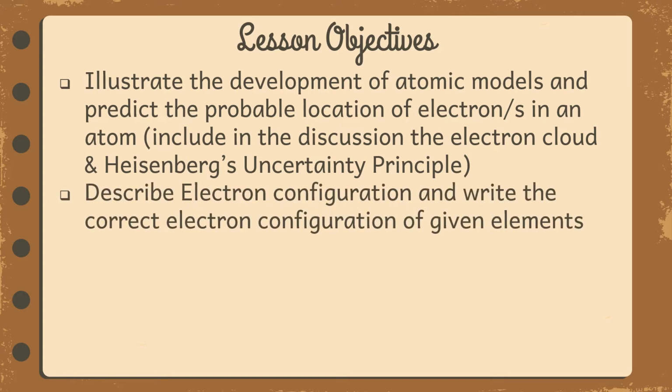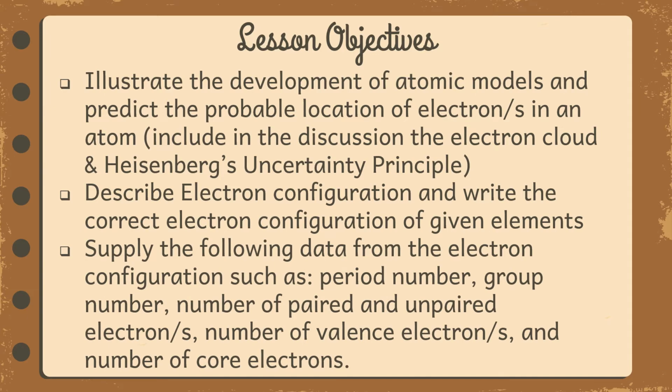Second, describe electron configuration and write the correct electron configuration of a given element. And last, supply the following data from the electron configuration, such as the period number, group number, number of paired and unpaired electrons, number of valence electrons, and number of core electrons.